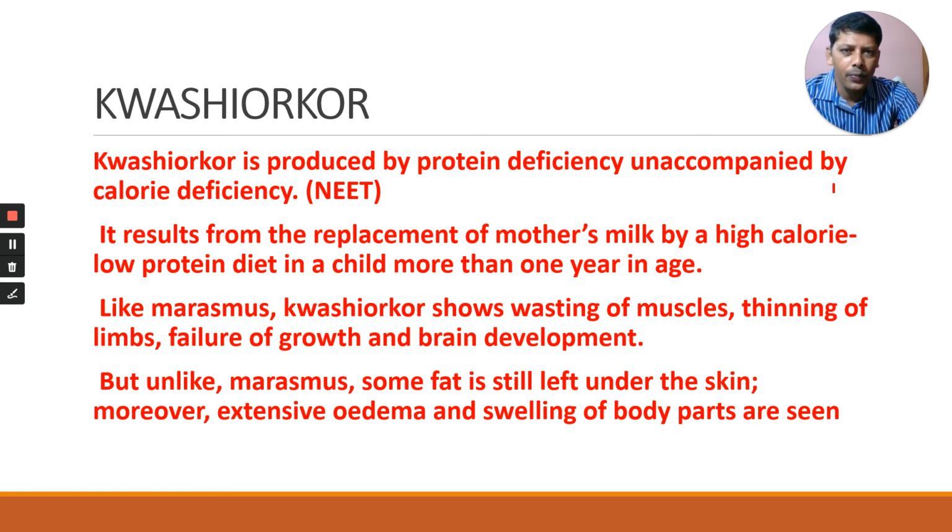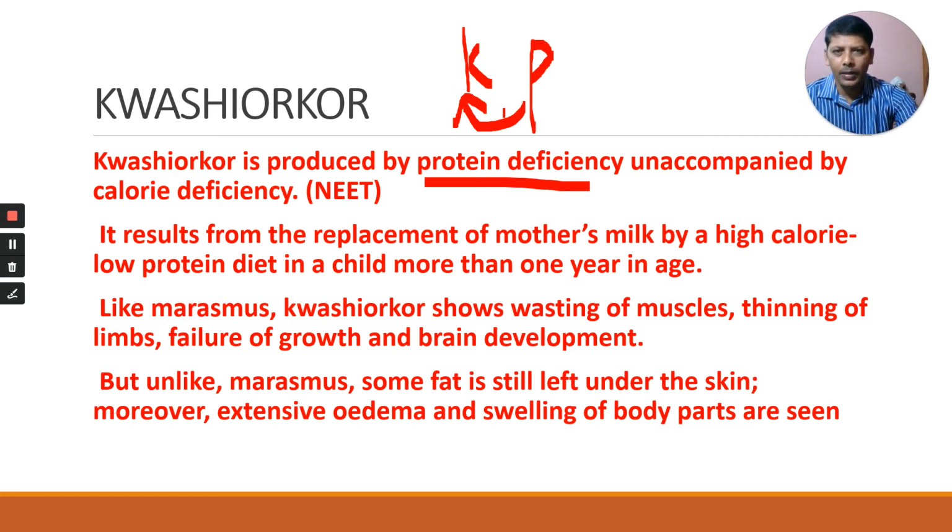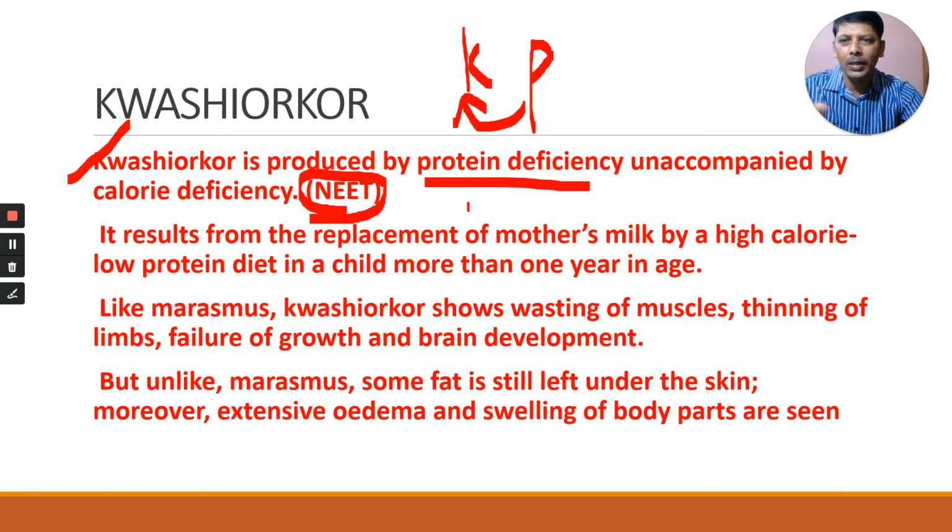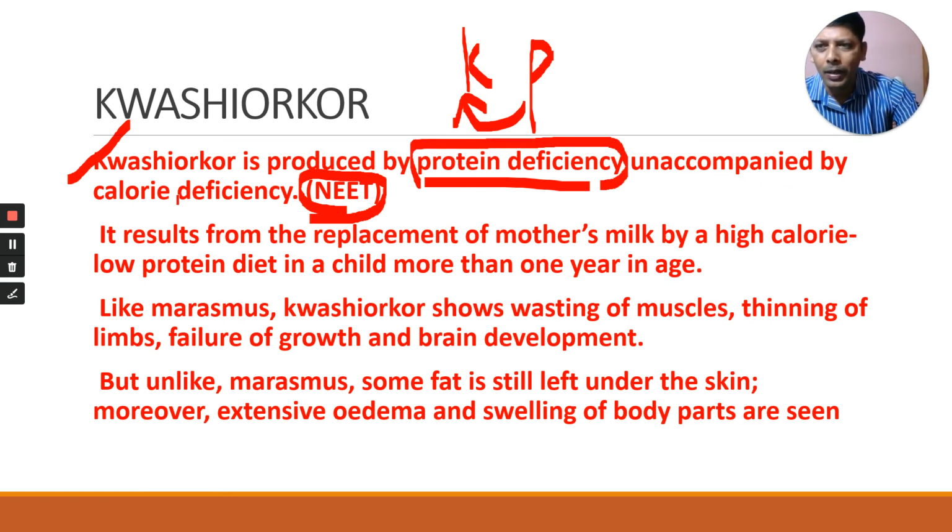Kwashiorkor is produced by protein deficiency. You can remember it as KP. K means Kwashiorkor, because of protein deficiency. Which disorder is produced by protein deficiency? This is the exact sentence given in the NEET exam. This entire sentence was given in the NEET exam. Kwashiorkor is produced by protein deficiency only, not accompanied by calorie deficiency. Here there is only protein deficiency, no calorie deficiency.